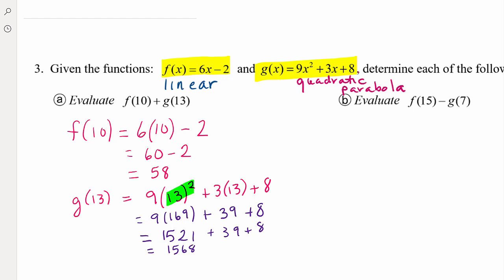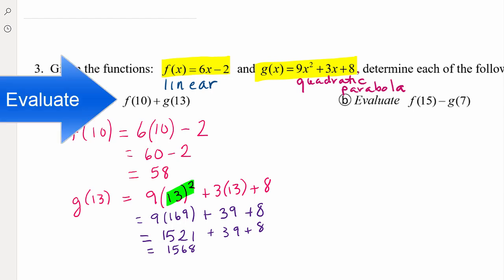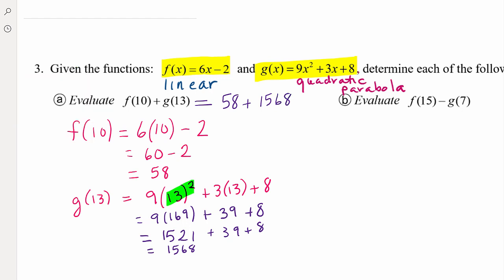So now to evaluate f of 10 plus g of 13, we're going to go ahead and add together the 58 plus the 1568. So we add together the answers we got from here and here. Okay, sum up here. And that gives us a total of 1626. And that's our final answer for problem A.